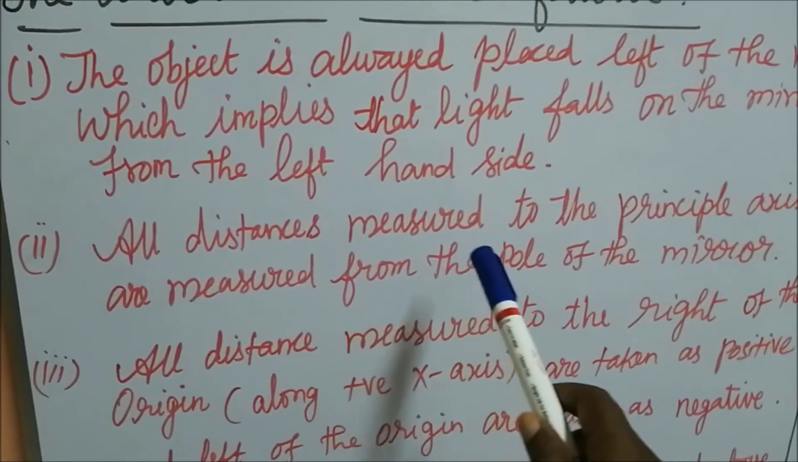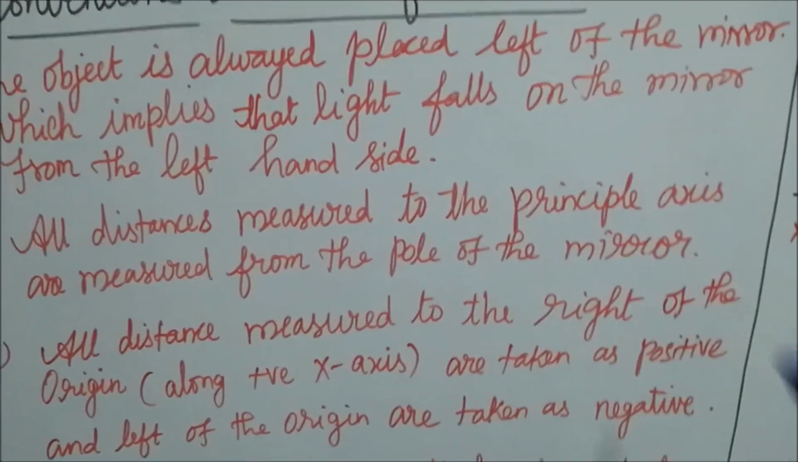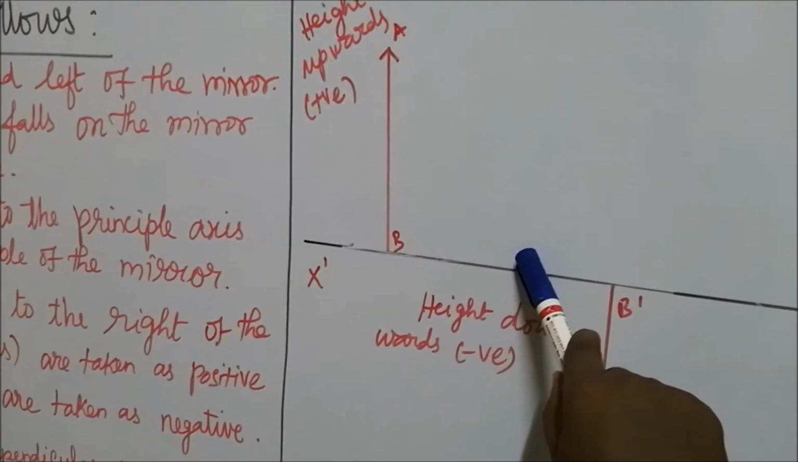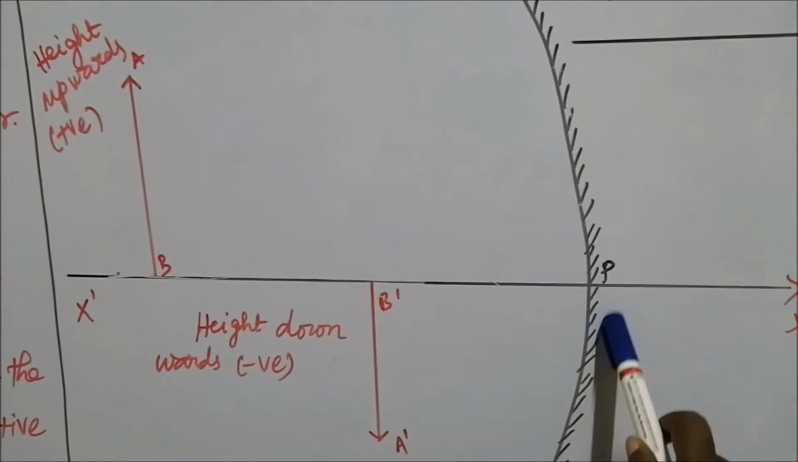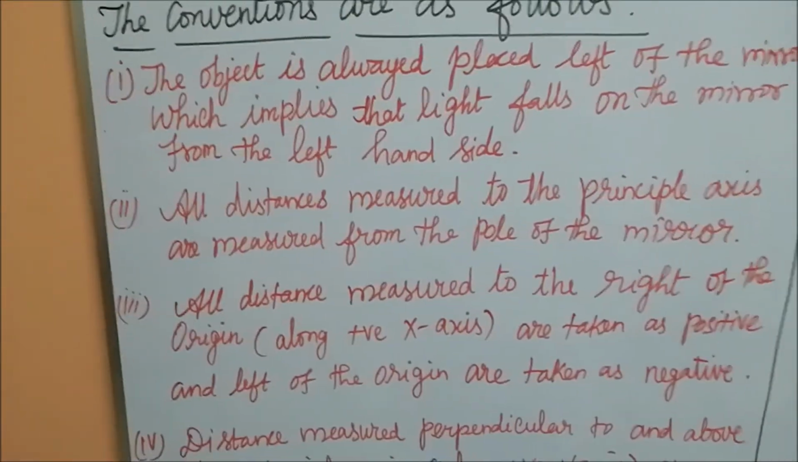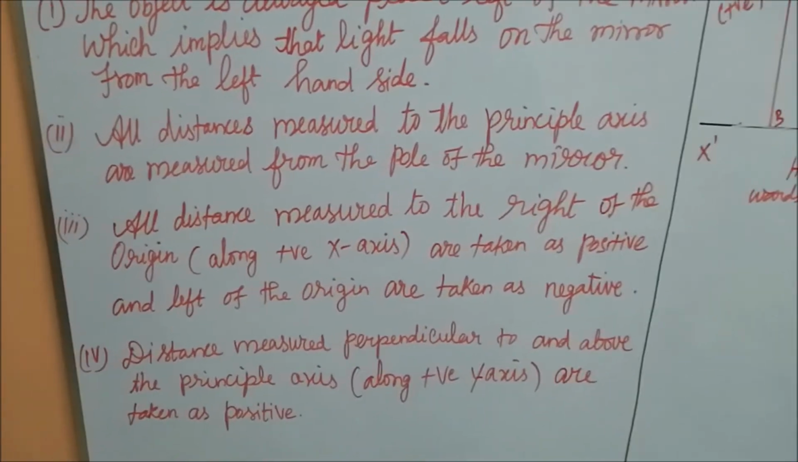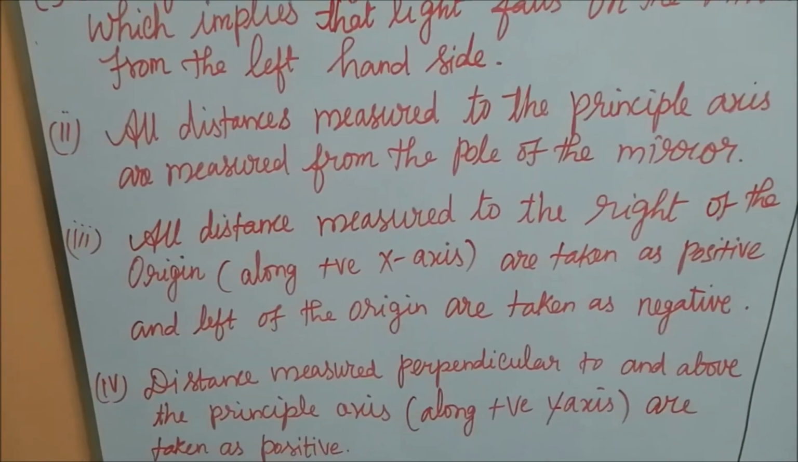All the distances measured along the principal axis are measured from the pole of the mirror. So every distance, whatever it may be, the distance of the object or the distance of the image, should be measured from the pole of the mirror. All distances measured to the right of the origin along the positive x-axis are taken as positive, and left of the origin are taken as negative.